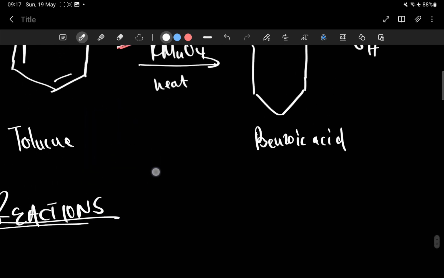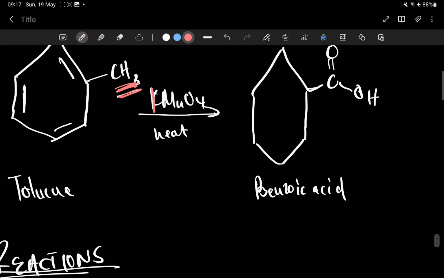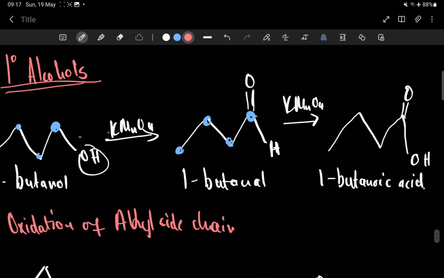And that's done. Now we look at their reactions themselves. Their reactions, only 2. Really? Yes. So we saw the 2 ways to make them. In both ways, we oxidize using KMnO4. In both of them.